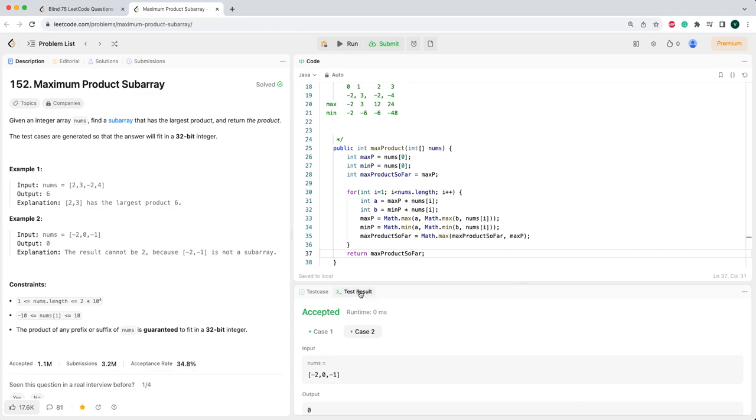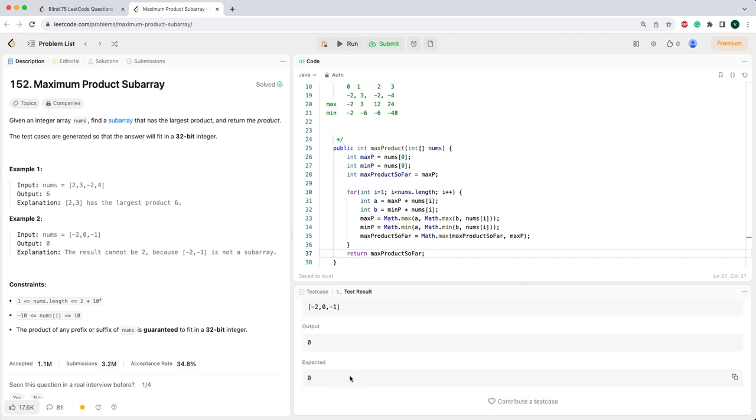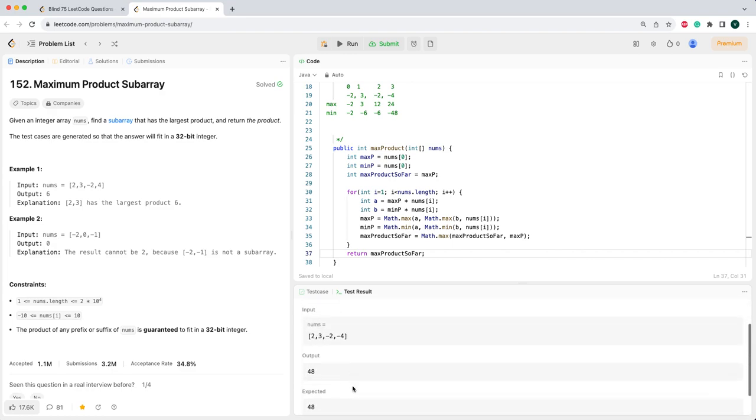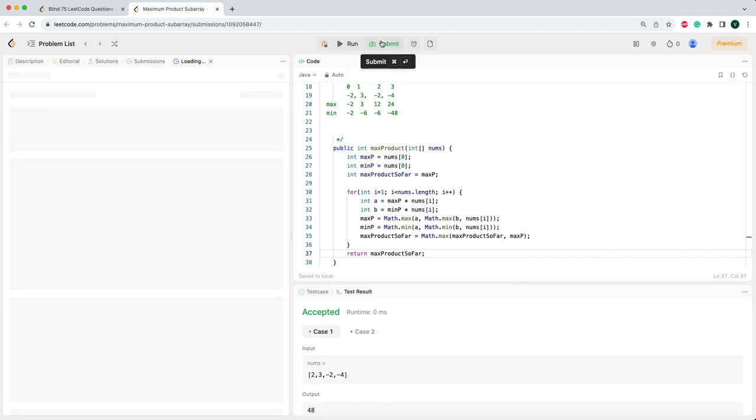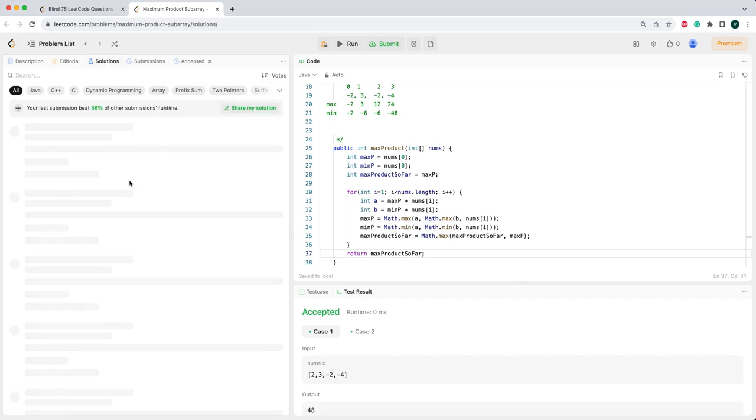Okay, let me try one more use case before submitting it. Okay, test case. So I'll take minus 4 and C. Okay, let me submit it. Okay, yeah. I think let's look at these solutions as well.